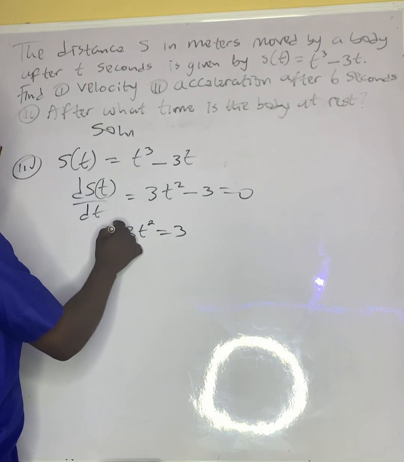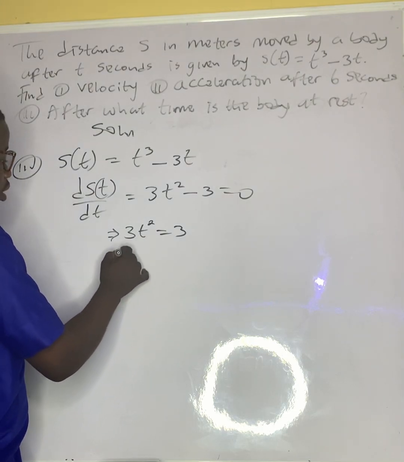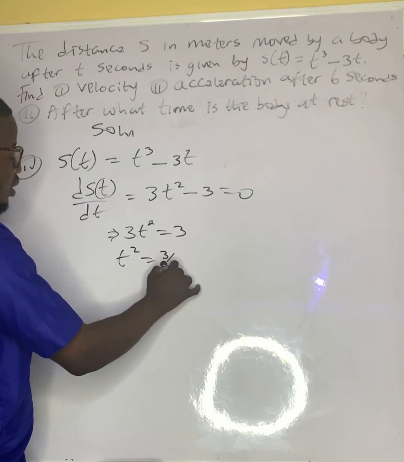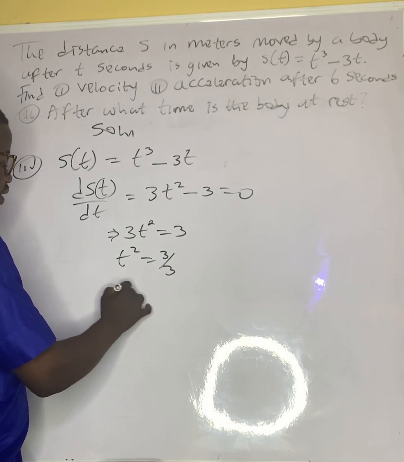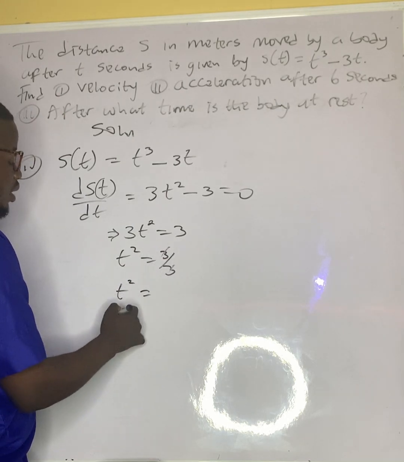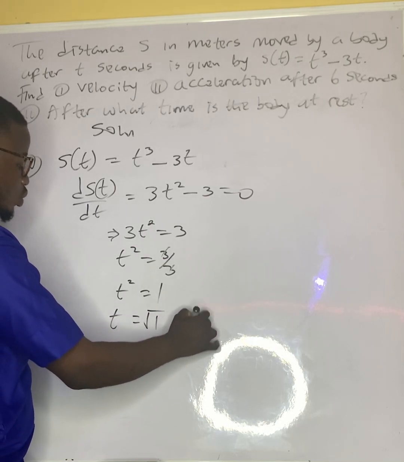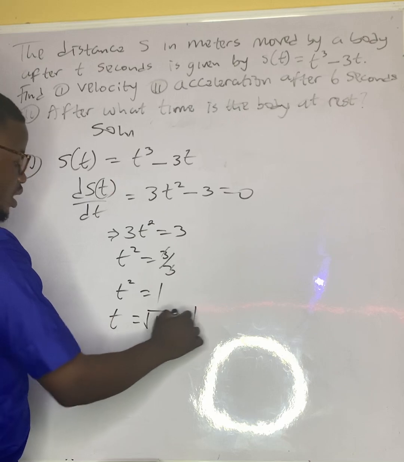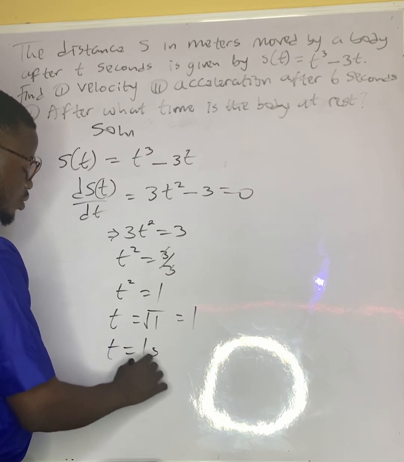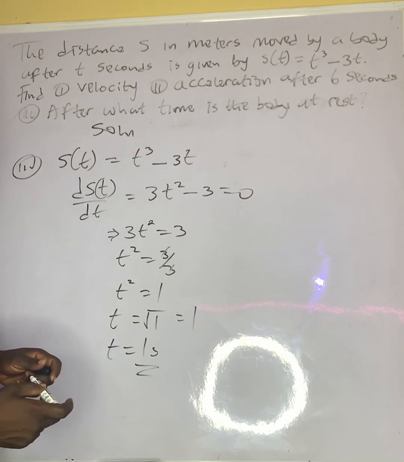So here we are going to have the value of t squared equals 3 over 3. So t squared equals, 3 will cancel 3, so that's 1. So the value of t is equal to the square root of 1, which is 1. So that's after 1 second. So that is the answer to the third question.